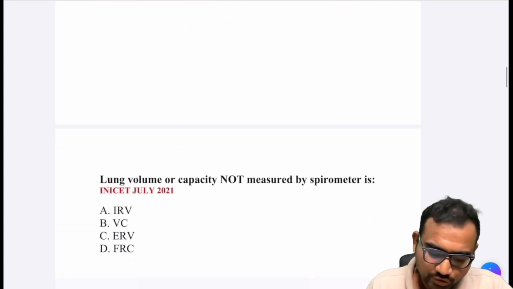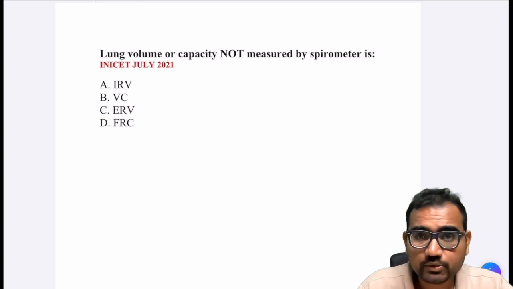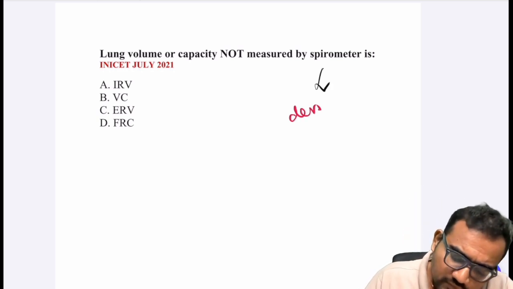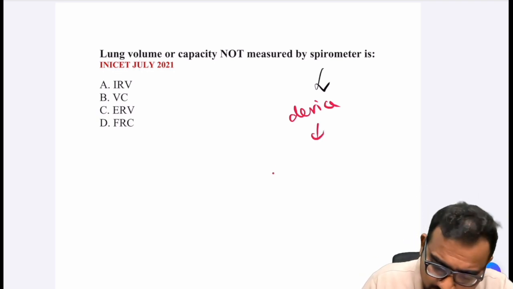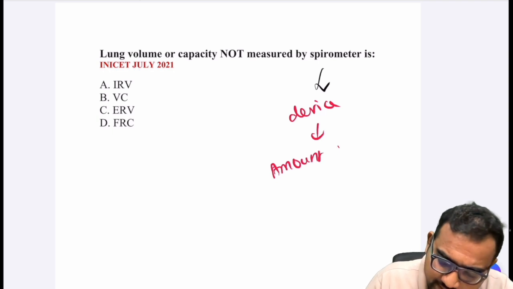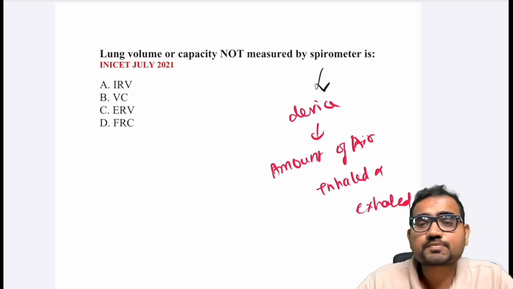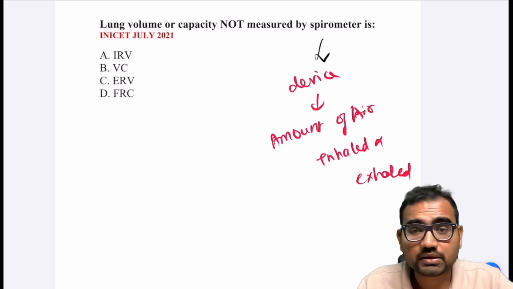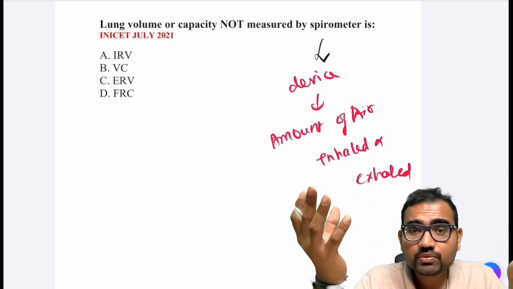Okay, so moving on to the next MCQ: the lung volume or capacity not measured by spirometer. A spirometer is basically a device that measures the amount of air inhaled and exhaled by the patient. But the only drawback of a spirometer is it cannot measure the residual air which is present in the lungs. It can just measure the air which is exhaled and inhaled. It cannot measure the air which is present in the lungs.